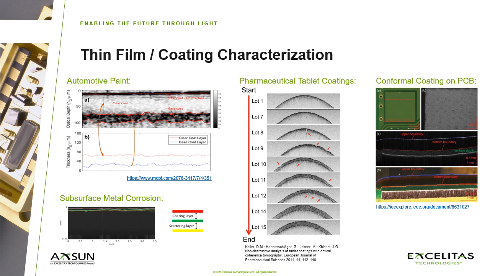OCT's cross-sectioning ability makes it a promising tool to perform 100% inspection on thin films and coatings as an alternative to random and destructive point sampling. Some examples shown here include automotive paint or the conformal coatings used to protect printed circuit boards. In these applications, the thickness and continuity of the coating is often critical for longevity, and subsurface defects can shorten the time to failure. OCT can even detect metal corrosion below the surface of a coating.